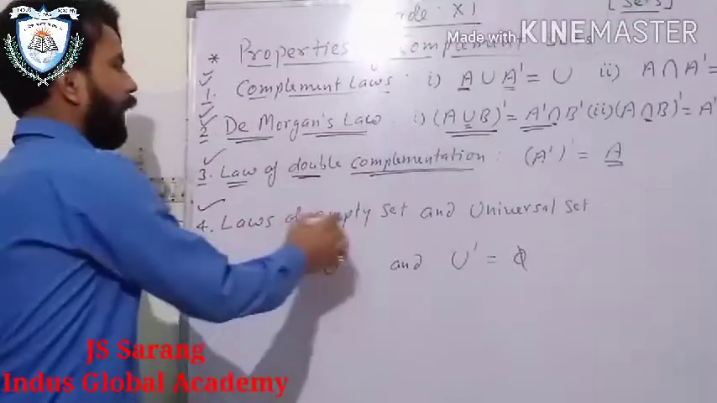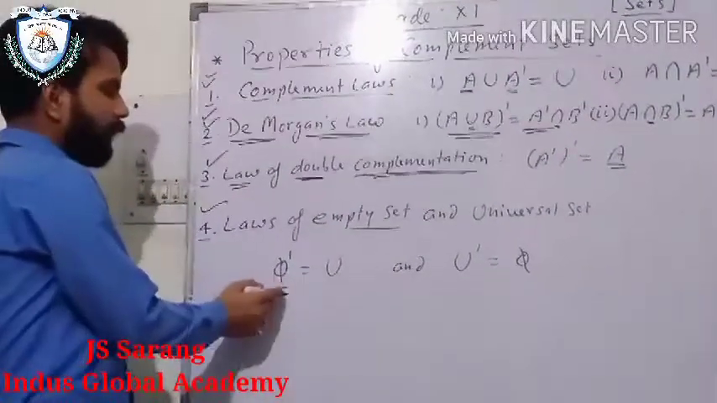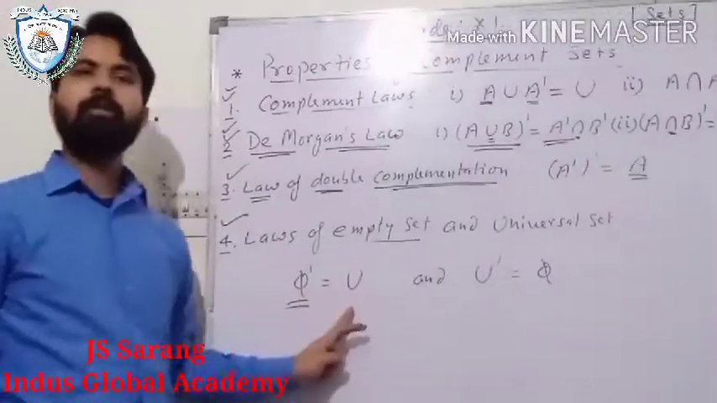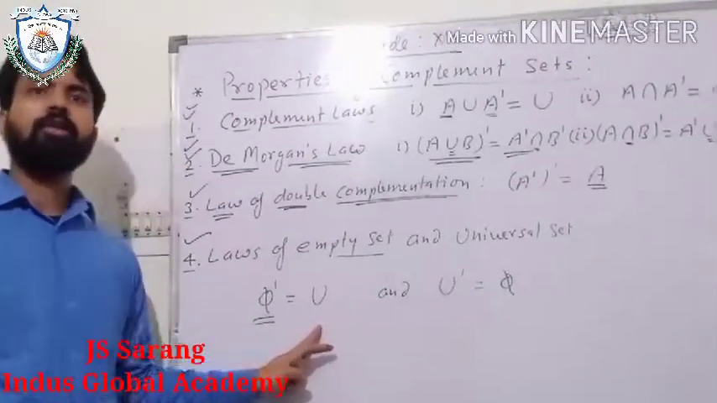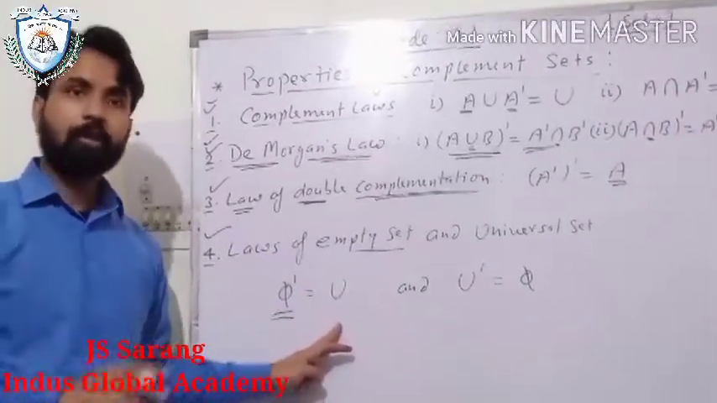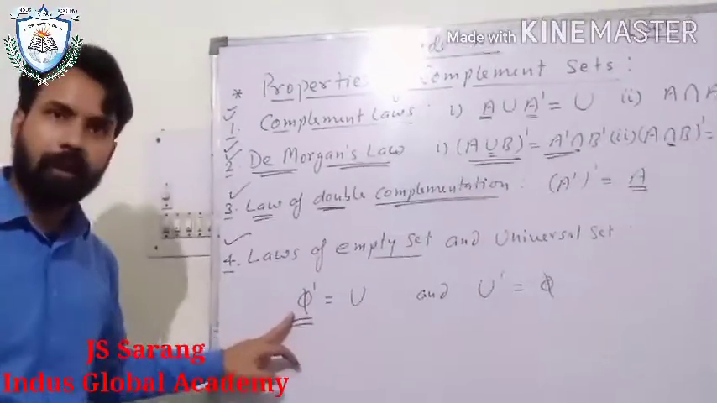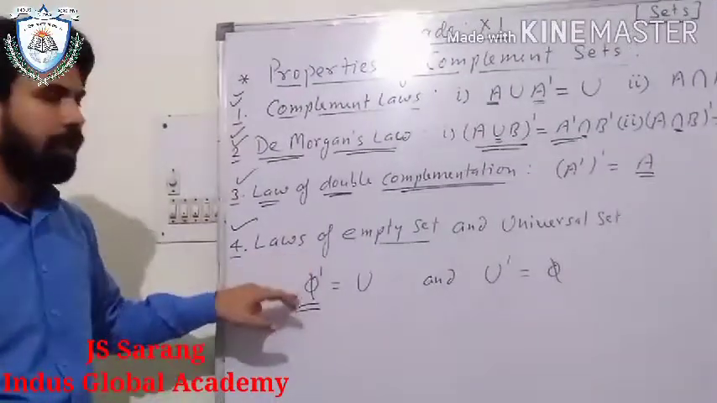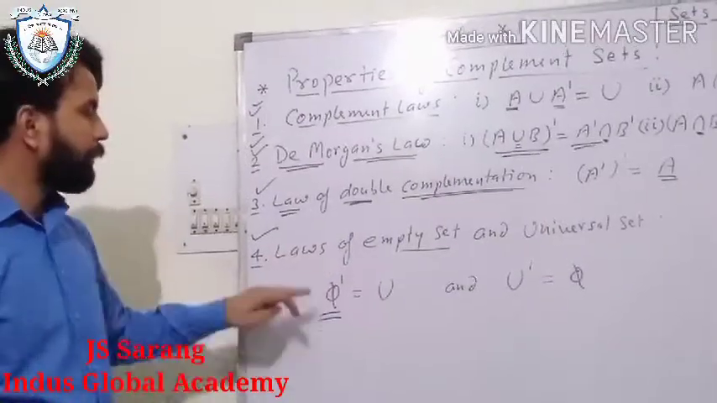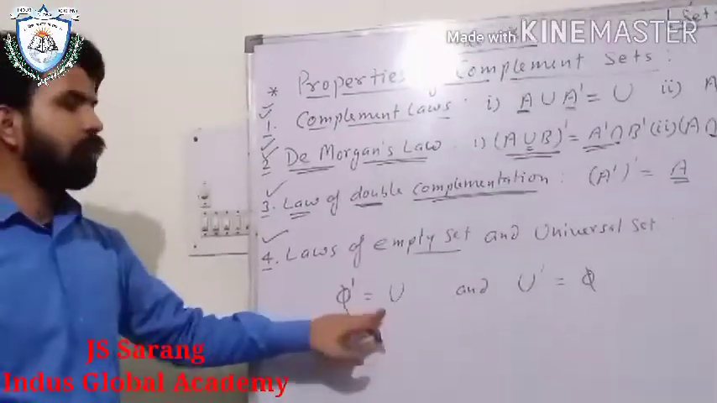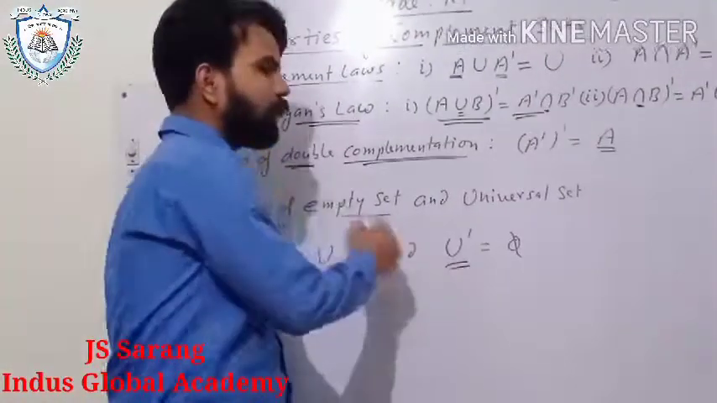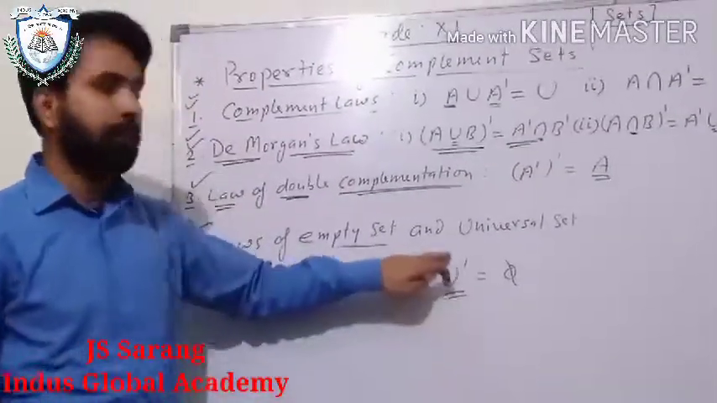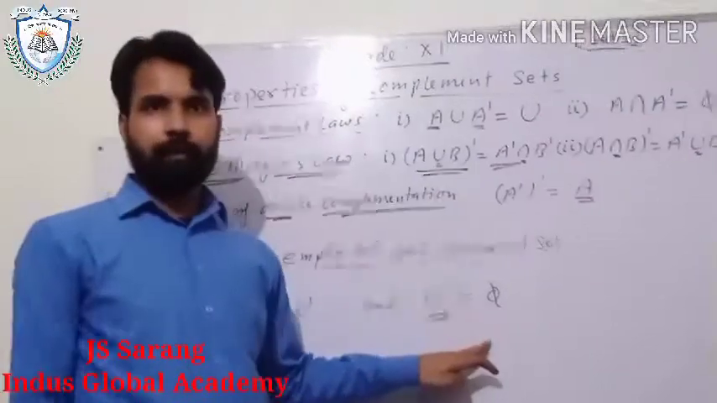The law of empty set is that the complement of empty set gives you the universal set. The empty set is phi, so its complement is denoted as phi complement. So the complement of the empty set gives you the universal set. And the complement of the universal set, that is U complement, gives you phi.